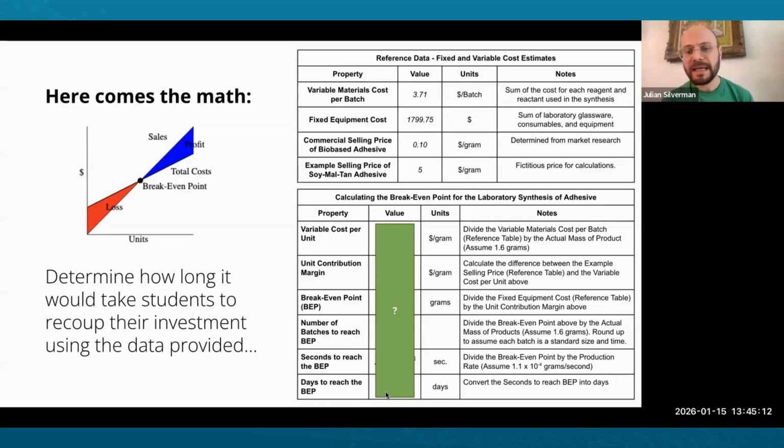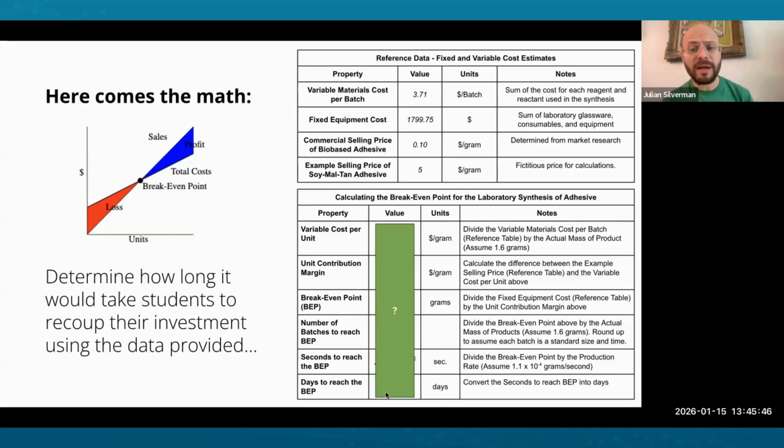Now, this is the value that you see in a lot of techno-economic assessments, this break-even point. This is going to be the number of grams that you need to make of the product to begin to make money back. And so in this case, you're going to take that fixed equipment cost, the money you've already sunk in, and you're going to, in this case, right, divide by the number that you just calculated. So this would be the $1,799 over the $5 minus that $2 amount that we saw before.